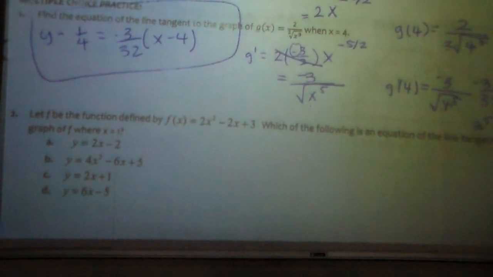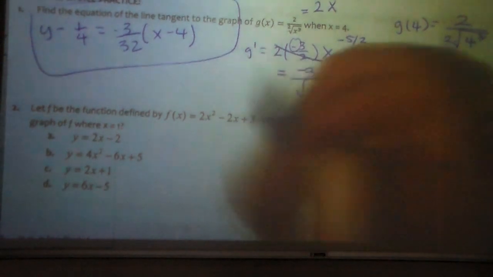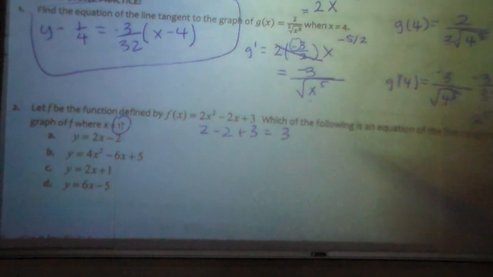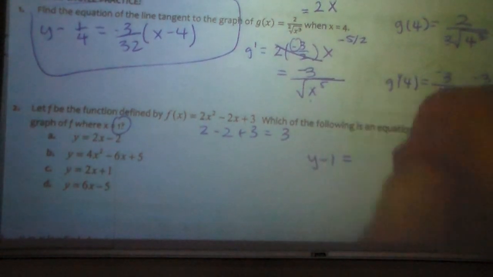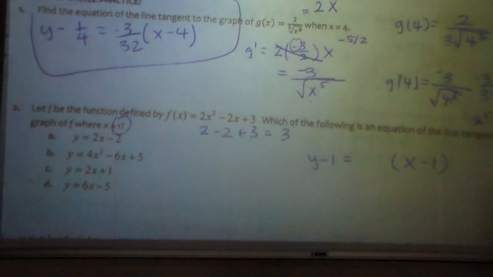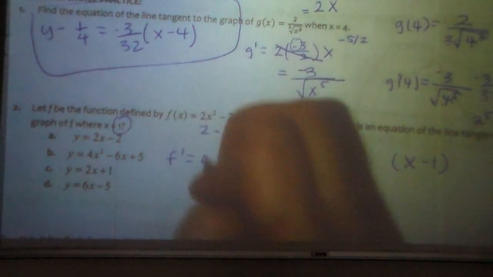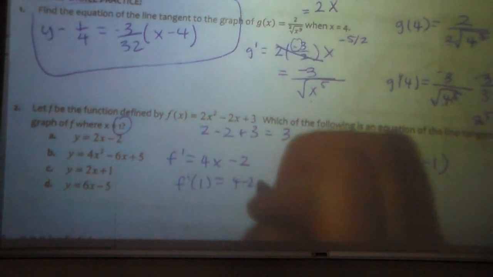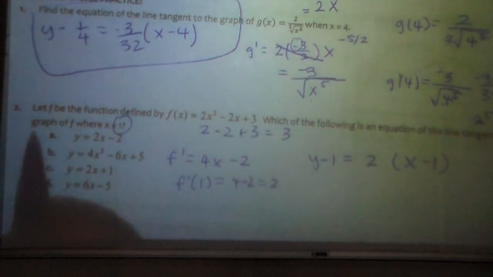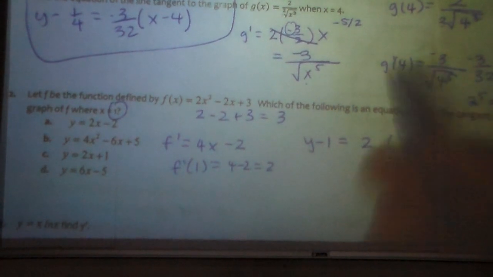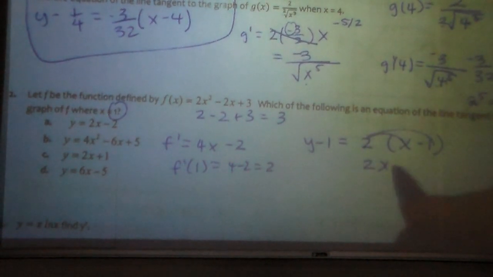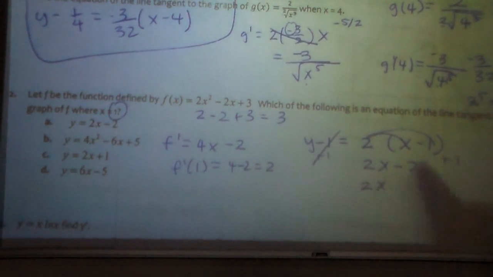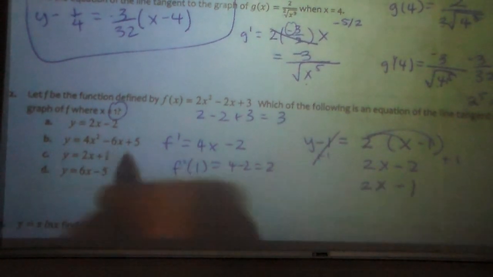Number 2, which of the following is the equation of the line tangent? So first plug in x equals 1. That's 2 minus 2 plus 3, which is just 3. So I have y minus 3 equals, need to find my slope, times x minus 1. Now I find my slope by taking the derivative. That's 4x minus 2. Plug in 1. That's 4 minus 2, which is 2. Now, obviously, none of my answer choices look like this, so I'm just going to distribute. So this is going to be 2x minus 2. And I'm going to add the 3 over like that. So 2x minus 2 plus 3 is plus 1. C.